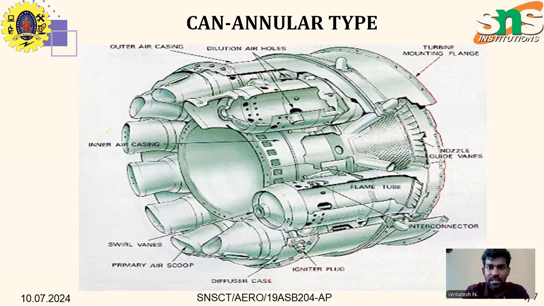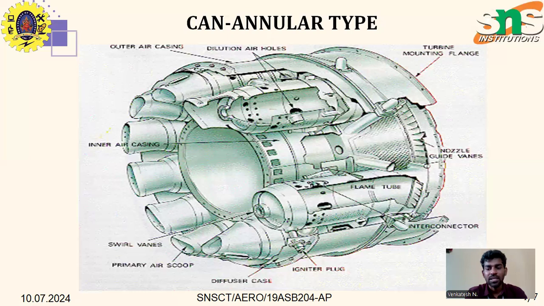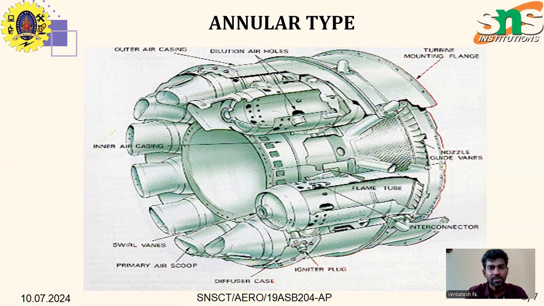The next one is the can annular type. Its engine components are the turbine mounting flanges, nozzle guide vanes, interconnectors, igniter plugs, diffuser cases, primary air screw and swirl vanes, inner air casing, outer air casing, and dilution air holes. And then there is the annular type. The main difference between the annular and can annular types is the interconnector.